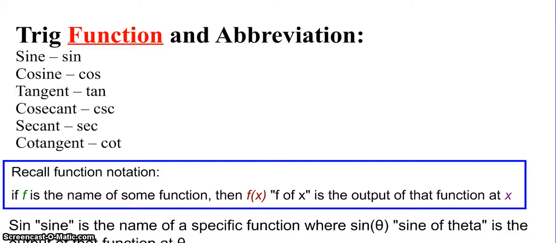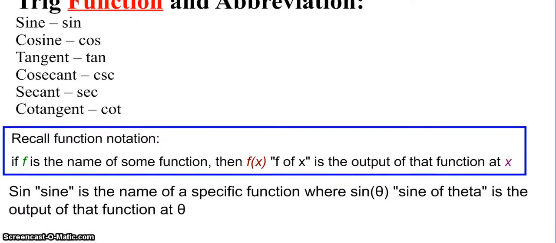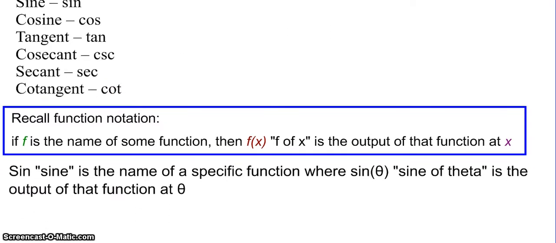This is all in your packet. We have 6 trig functions that we're going to be dealing with. Sine, which is abbreviated SIN, cosine, abbreviated COS, tangent, abbreviated TAN, cosecant, abbreviated CSC, secant, abbreviated SEC, and cotangent, abbreviated COT.